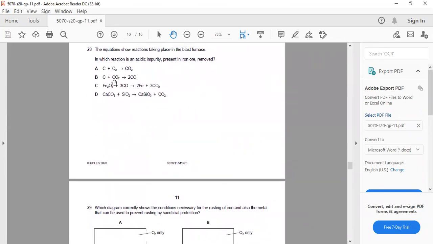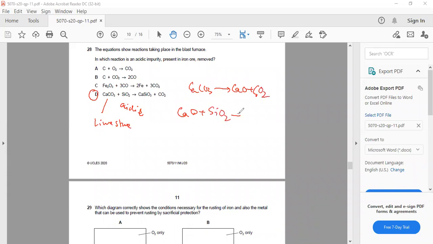Last one is, in which reaction is an acidic impurity removed? Impurity present in iron ore is removed. Very simple, I think a straightforward question this is. Because this is the acidic impurity, silicon dioxide, and the limestone. Unexpectedly you are shown this directly. Usually you are shown calcium carbonate: when you heat it, it forms calcium oxide and carbon dioxide, and then calcium oxide reacts with silicon dioxide to form slag. Your book says like this, but it's not explained here. So what will be the closest answer? D.